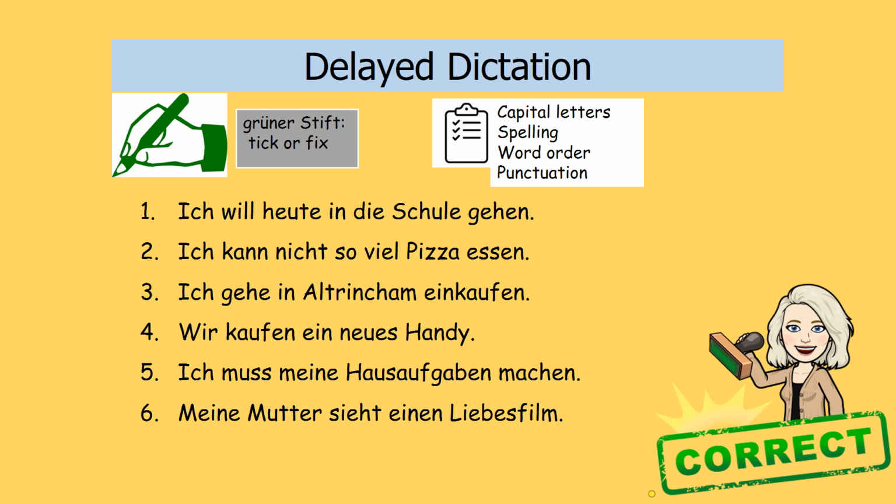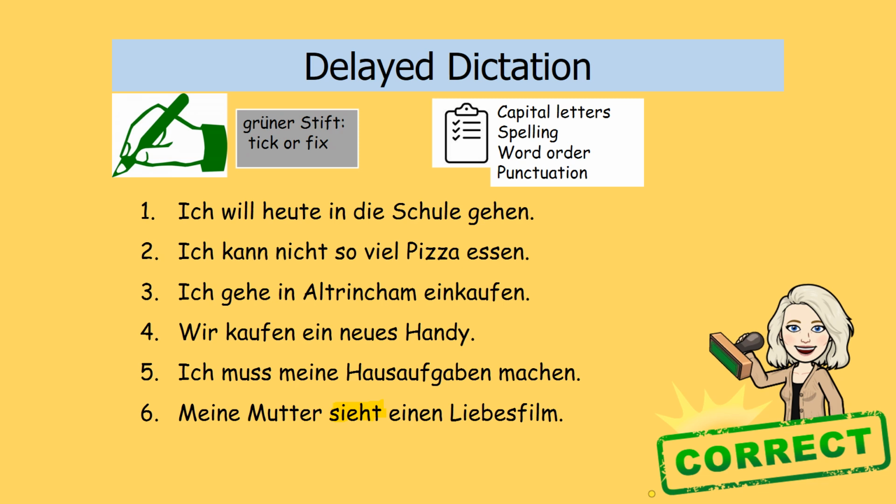This one, remember, has got an irregular verb, so we've got sieht here. Whilst you might say ich sehe einen Liebesfilm, when you're talking about the third person or someone else, you must use sieht. So just like we've done before, fix your sentences in a different colour, correct them so it really stands out for you.